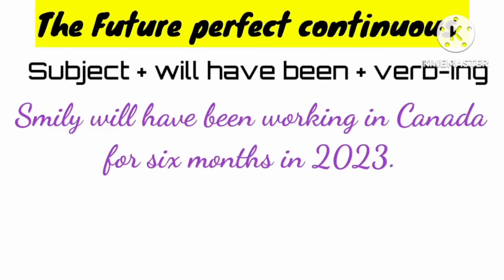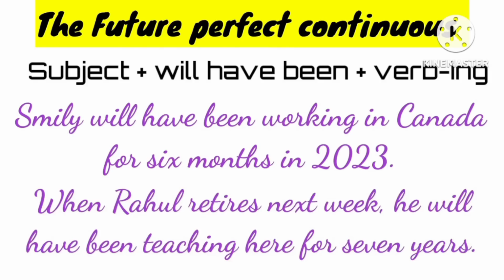For example, Smiley will have been working in Canada for 6 months in 2023. When Rahul retires next week, he will have been teaching here for 7 years. When we use this tense, we are actually thinking about duration of that particular action up to a certain point in time. So I hope you have understood all the four tenses clearly, and now I am going to take one verb and frame all the 12 tenses so that it would be very easy for you to learn.